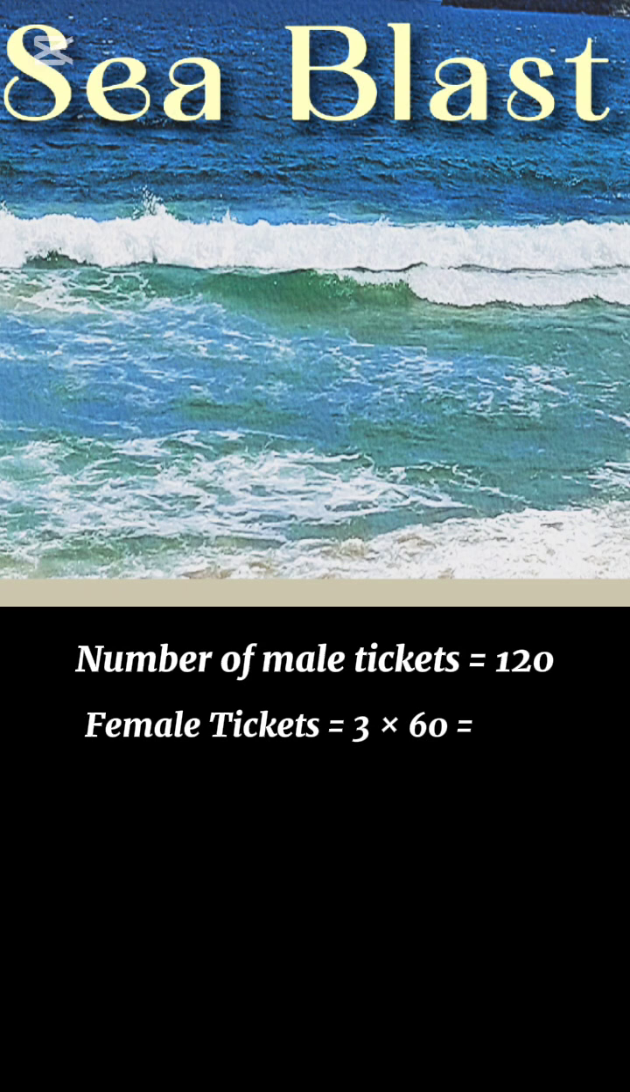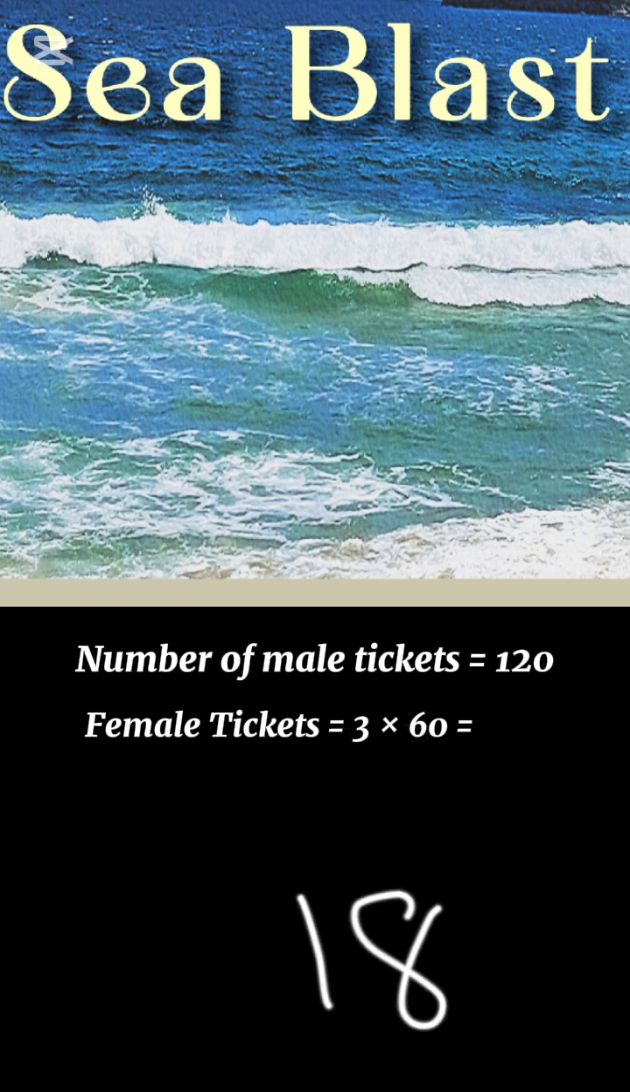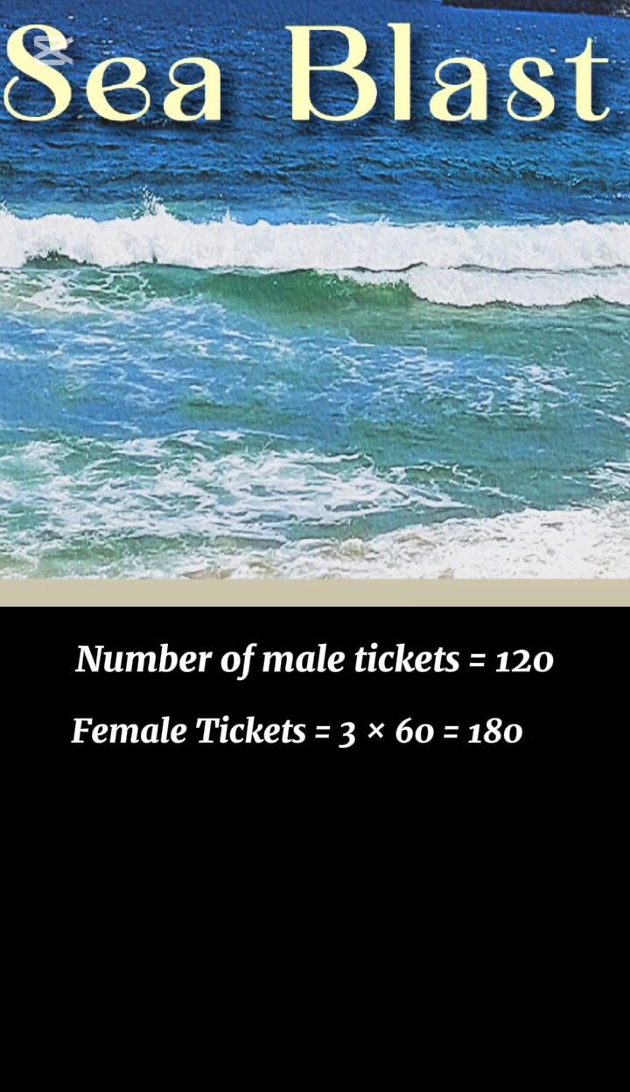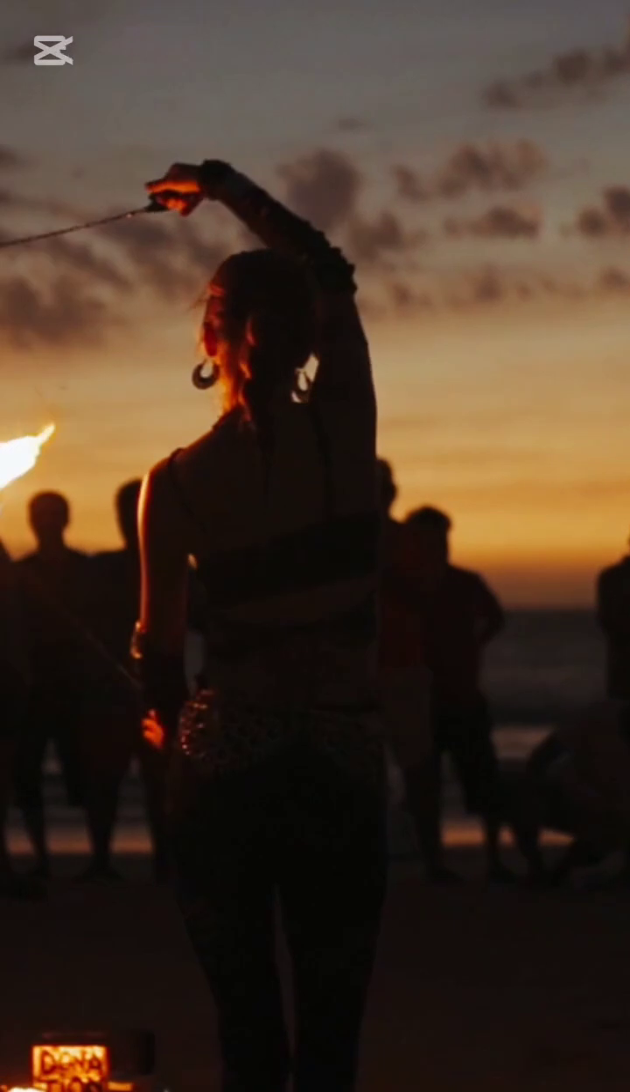Recall that trick for multiplying by multiples of 10 from our last bite-sized lesson? Find the product of the non-zero digits, 3 by 6. This gives us 18. Now add a 0 at the end of it, and this gives us 180. We know the total number of male and female tickets sold, so now we add these two numbers together to determine the total number of persons we can expect at the event. 120 plus 180 leaves us with a total of 300. Jason's event seems to be promising for quite a significant turnout already.